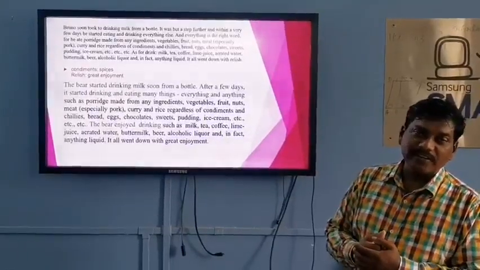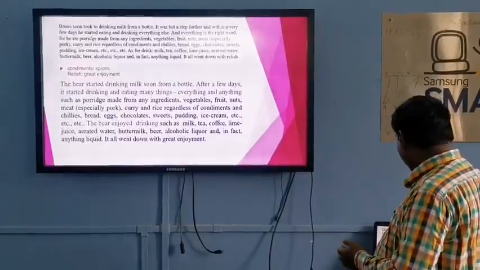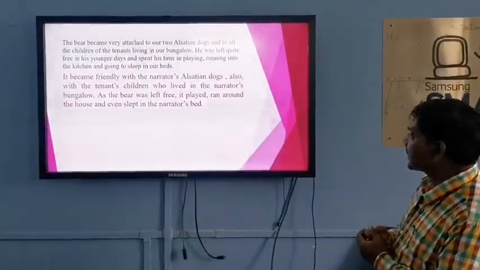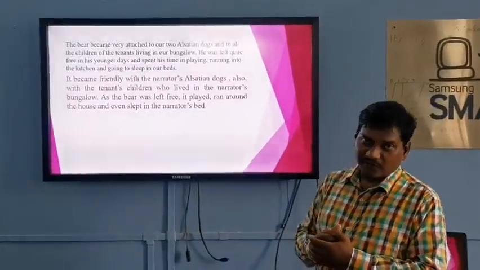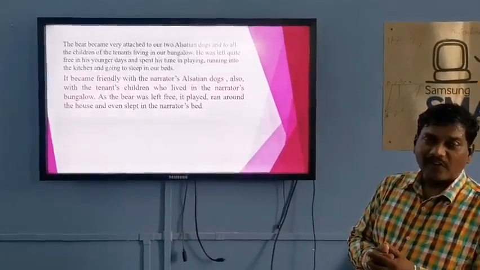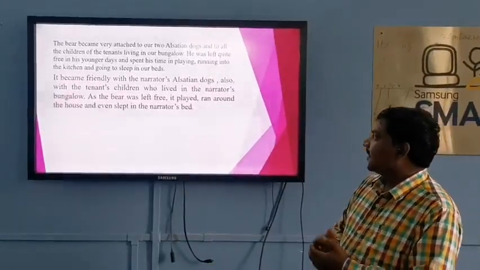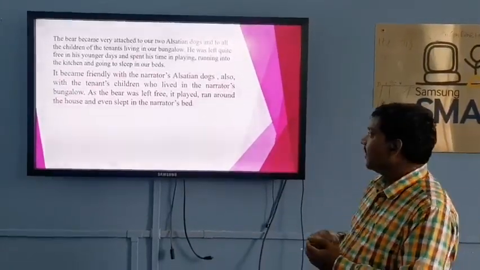So the baby bear started eating and drinking everything as per its own choice, whatever food the baby bear was provided by the wife of the narrator. It became friendly with the narrator's Alsatian dogs also.